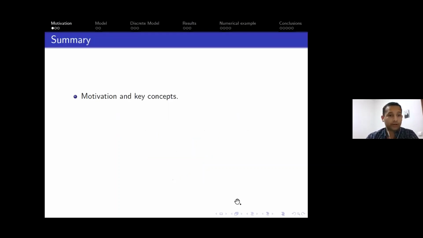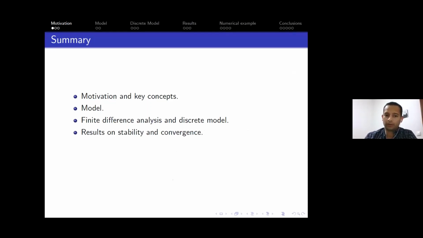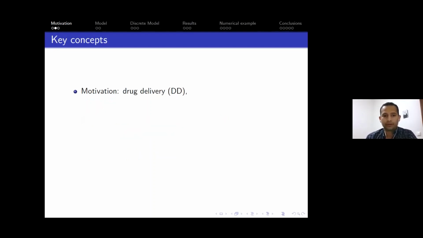I'm going to start with the summary of the talk. First, the motivation and some key concepts. After that, I will show you the model, some finite difference analysis and the discrete model, a couple of results on stability and convergence, one numerical example, and conclusions and future work. Okay, let's start with the motivation.